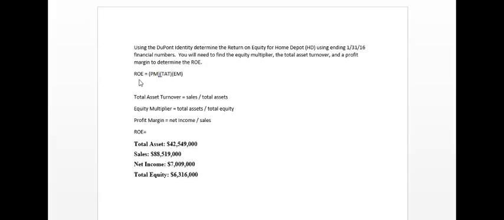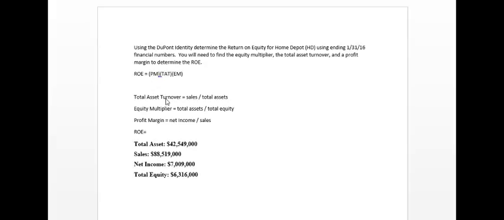In Dupont, ROE is the PM times the TAT times the EM, which is the profit margin times the total asset turnover rate times the equity multiplier. There's three numbers we need to find, and that is what is equal to the ROE. So we need to know what these three things are.